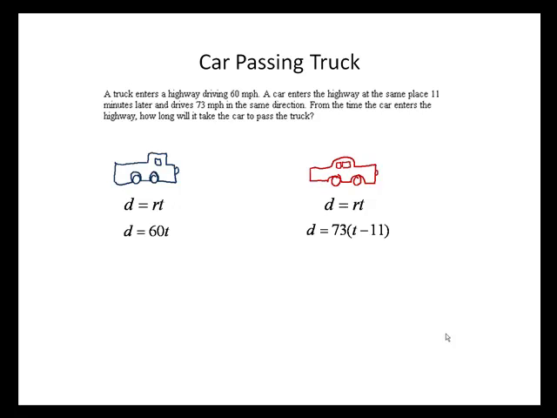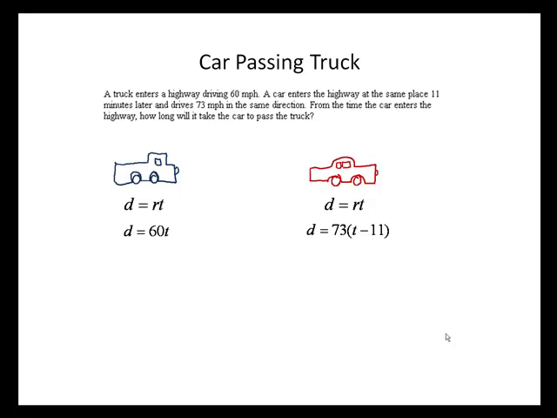So let's see what that looks like when we plug it in. His rate of speed, 73 miles per hour, replaces the R, and T for him is the same time that the truck traveled minus 11 minutes. So I end up with the equation D is equal to 73 times quantity T minus 11.